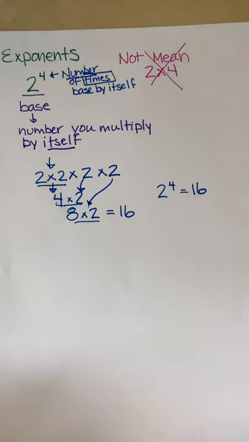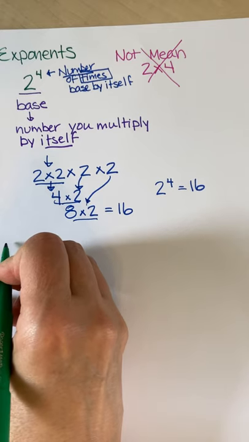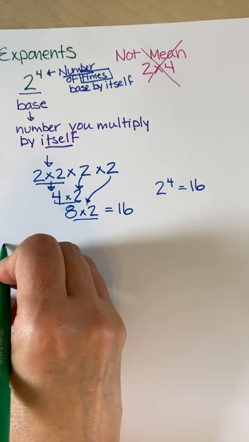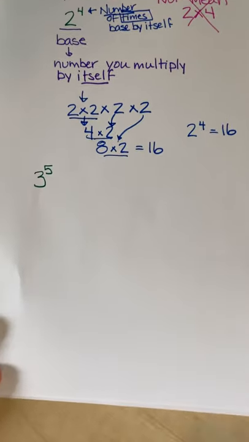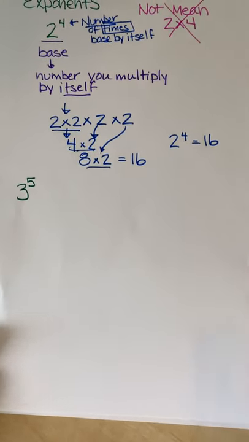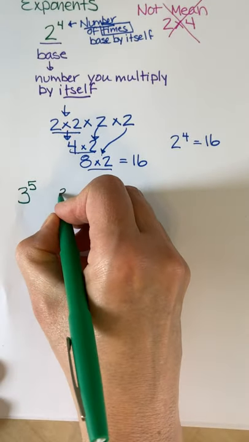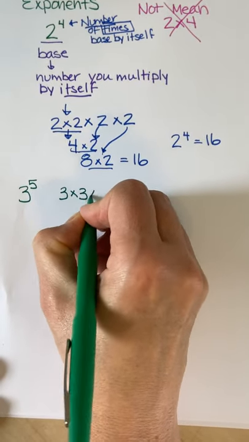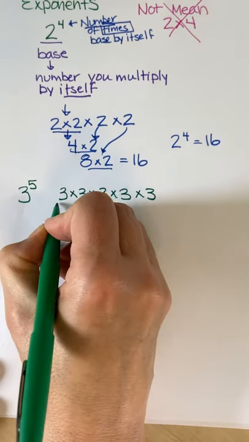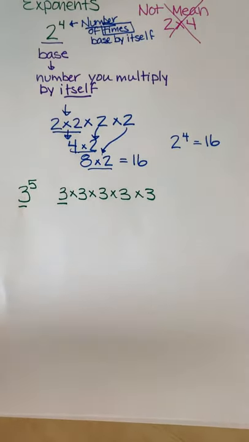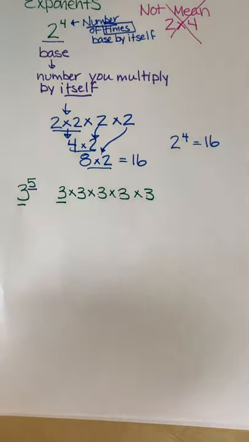So you guys got to be very careful. So let's do one other example. Let's say I have 3^5, okay? It looks like it would be an easy problem. But you got to write it out, okay? You would do 3 × 3 × 3 × 3 × 3. My base number. Number of times is my exponent, 1, 2, 3, 4, 5.